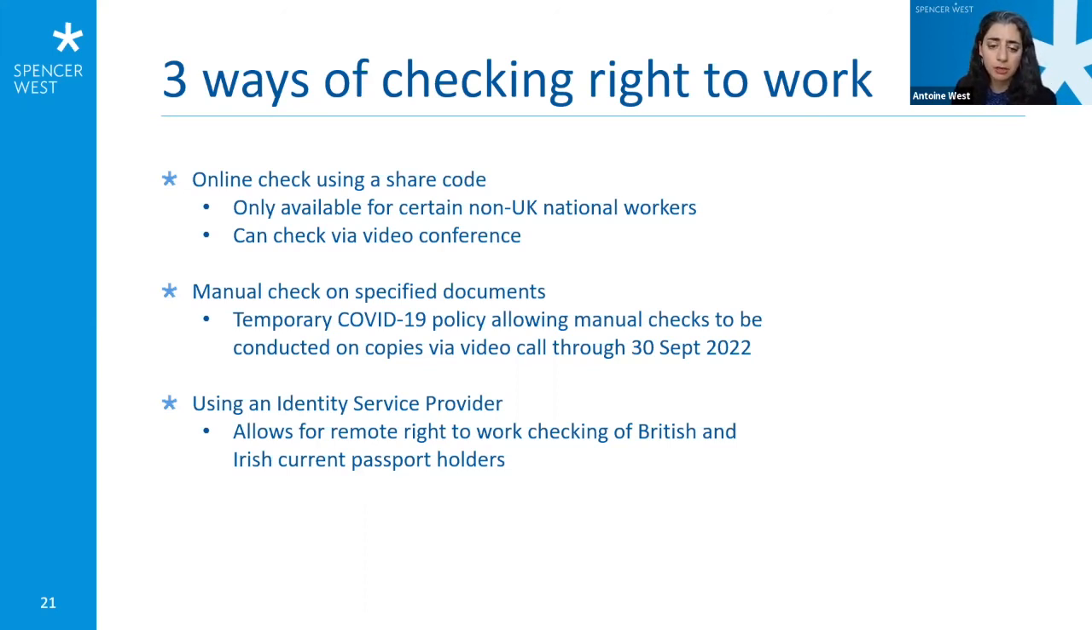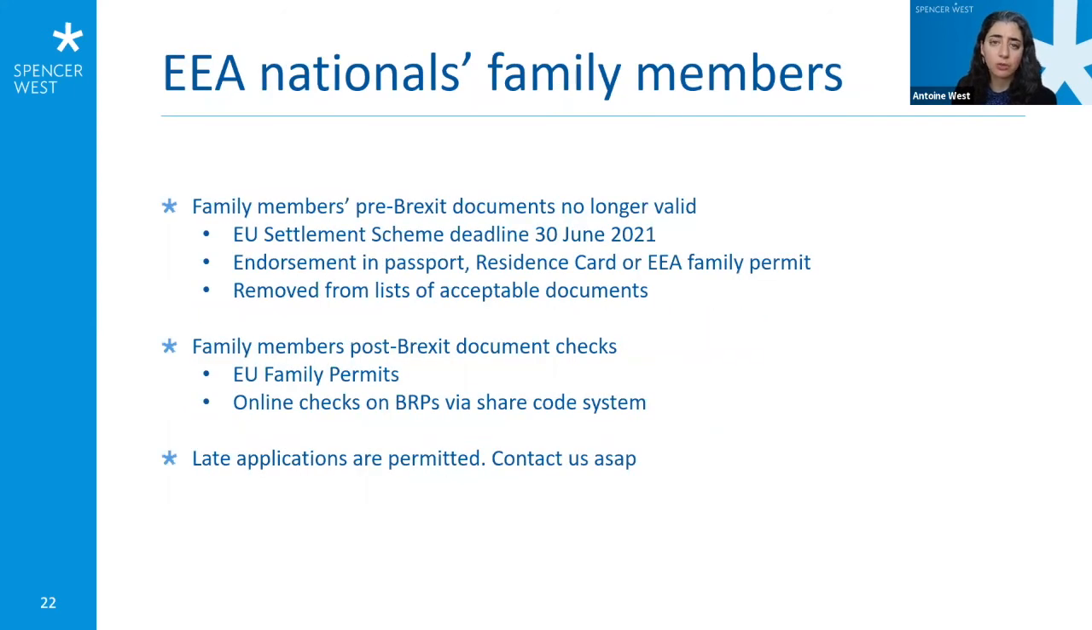I also wanted to just highlight that the old documentation for EEA nationals' family members is no longer valid. So these individuals should have applied for permission under the EU settlement scheme. The deadline was 30th of June. If somebody has this type of leave, you would see an endorsement in their passport, residence card, or an EEA family permit, which is different to an EU family permit. And so these documents have been removed from the list of acceptable documents.